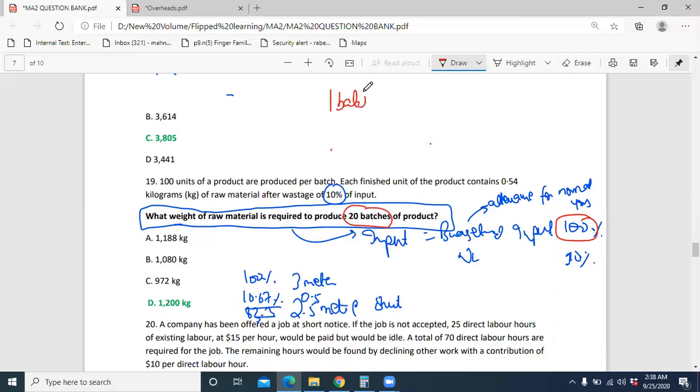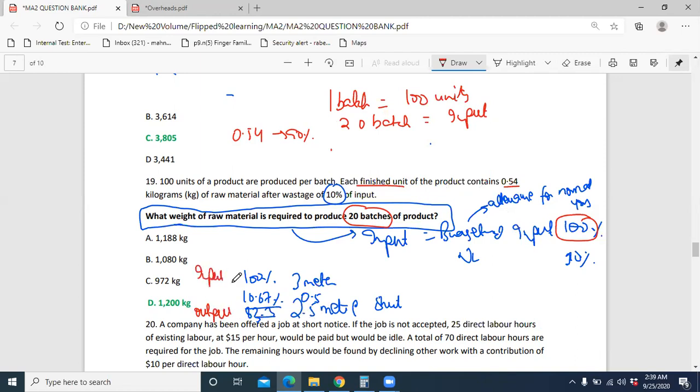in one batch, 100 units are produced, and for 20 batches, what is the required material input? That's what you need to calculate. And each finished unit contains 0.54. That's what the actual finished unit contains, 0.54. So it is going to be 90%, since the output is after loss, right? Just like in this case.